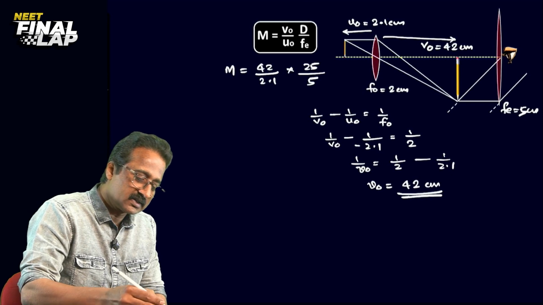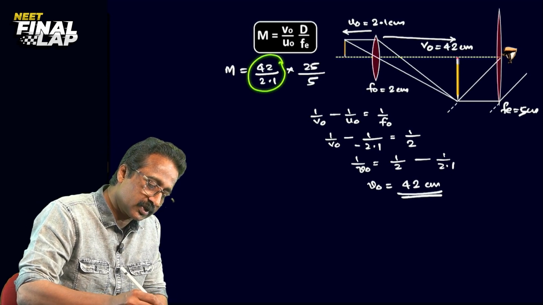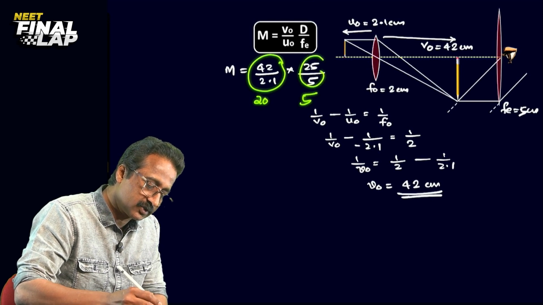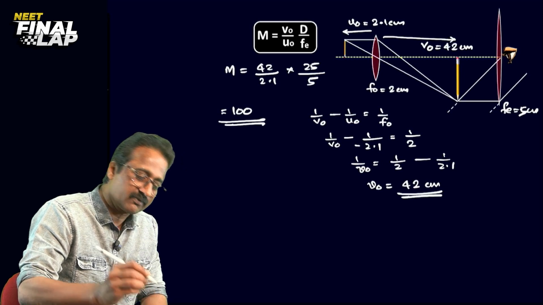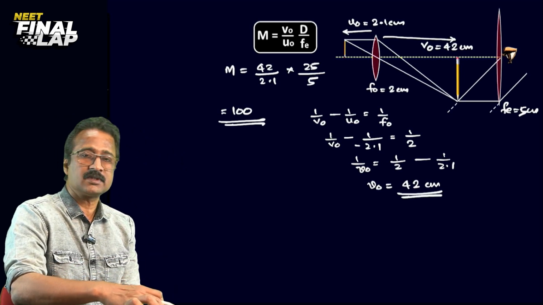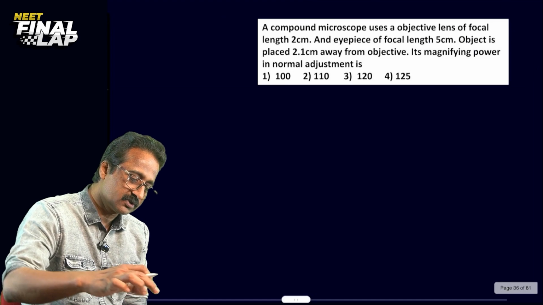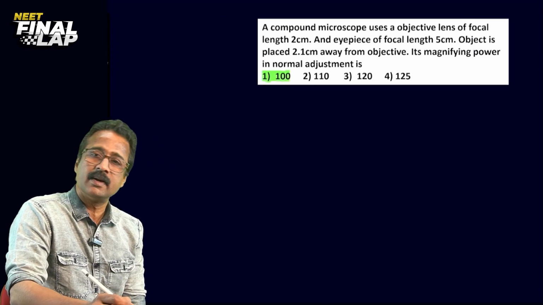Let's simplify this. 42 by 2.1 is 20, and this part will be 5. So 20 into 5, the answer is 100. That is the magnifying power. So the magnifying power of this instrument for this arrangement is 100. Which is our option? Yes, it is 100. You can go with option 1.